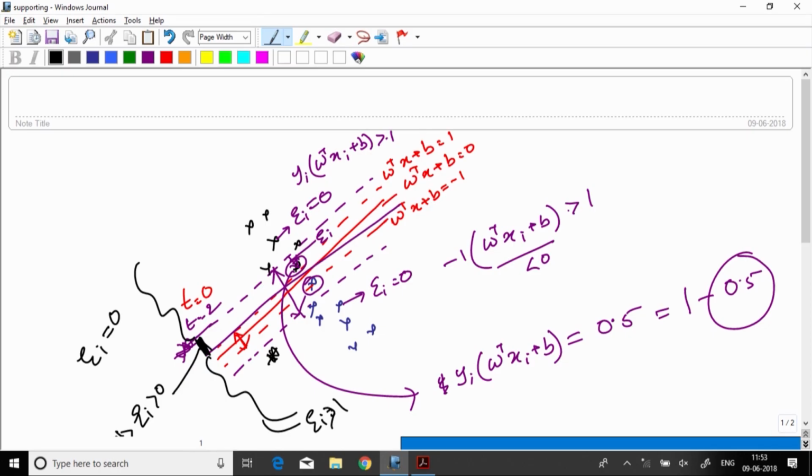Because on the supporting hyperplane xi_i is equal to 1, and when the point comes here, it will be something like W transpose x_i plus B equal to maybe minus 0.5. So then it will be 1 minus (minus 0.5), which is 1.5. So xi_i will be more than 1.